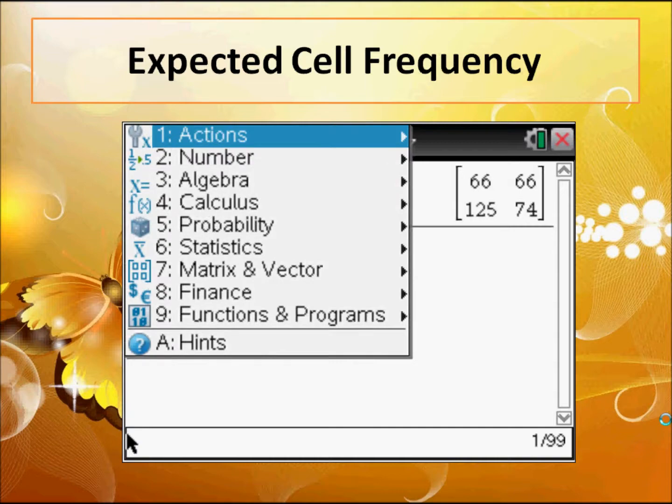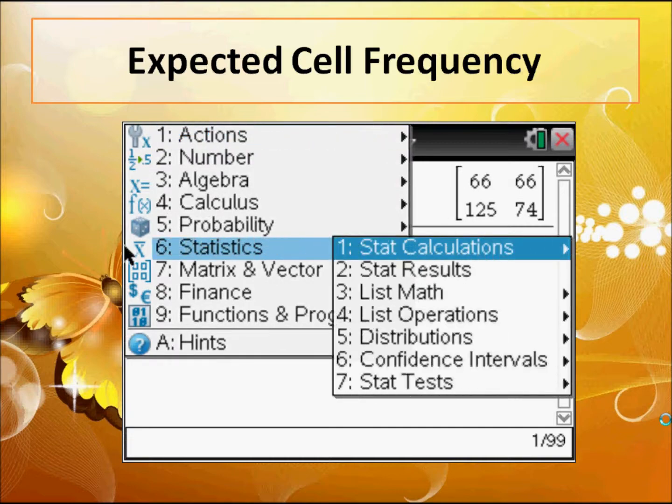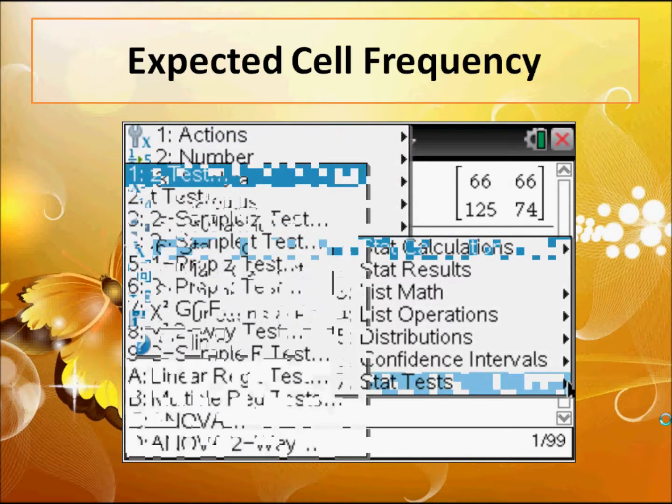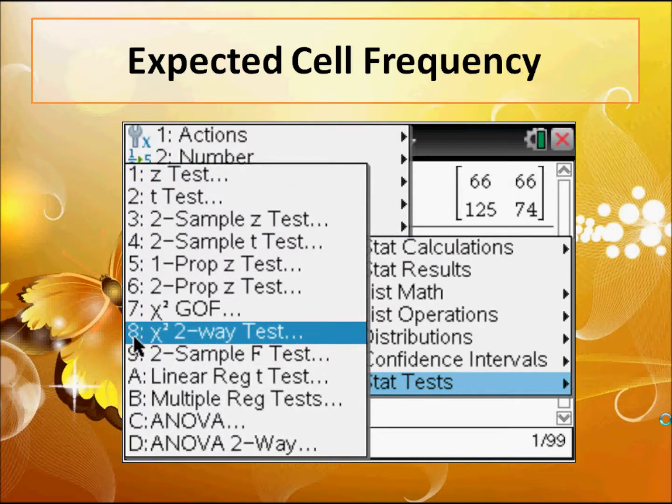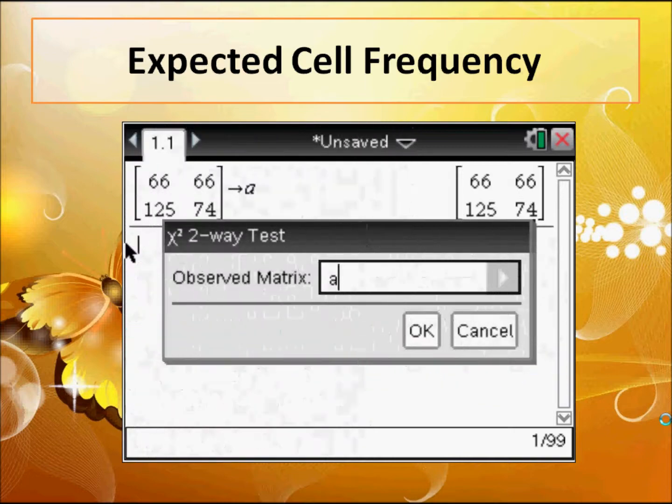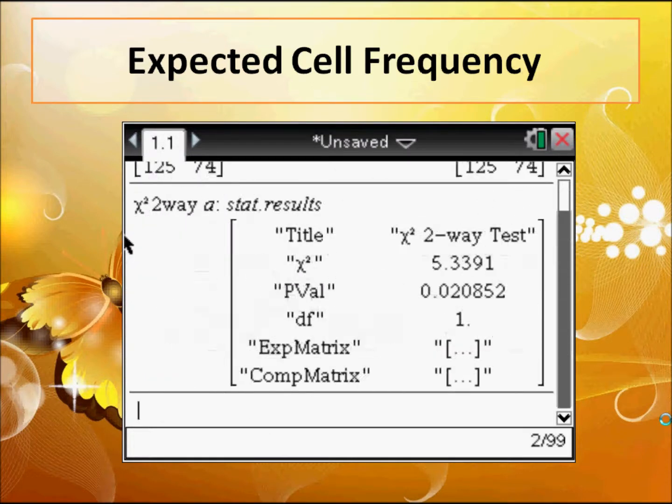Now I'm going to go back to my menu, and then I'm going to go to Statistics. I'm going to go to my Stat Tests, and I'm going to do the chi-squared two-way test for this one. That's the test I use for independence test. I'm then going to put in the letter of the matrix that I have, and it gives me my results. So here's the chi-square value of 5.3391. Here's the p-value. Here's the degrees of freedom. You're going to need this.